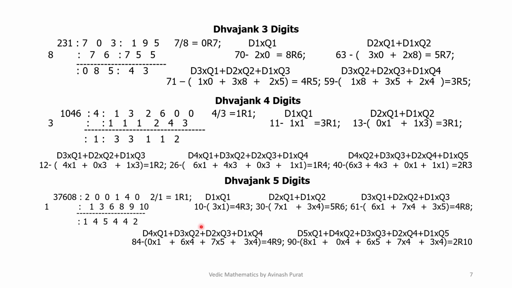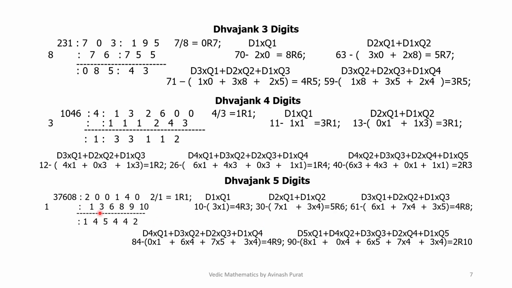Now next dividend is 61. 61 minus D3 into Q1, D2 into Q2 and D1 into Q3, that is 61 minus 6 into 1 plus 7 into 4 plus 3 into 5, that gives you quotient 4 and remainder 8.